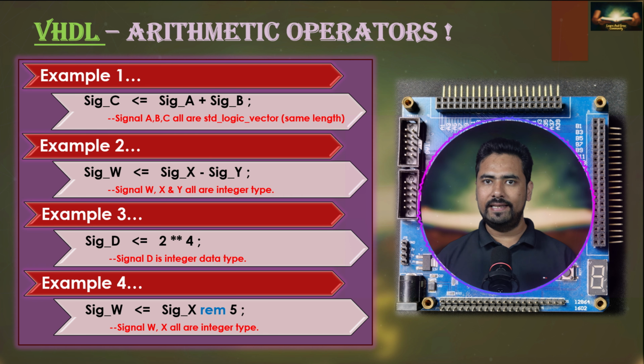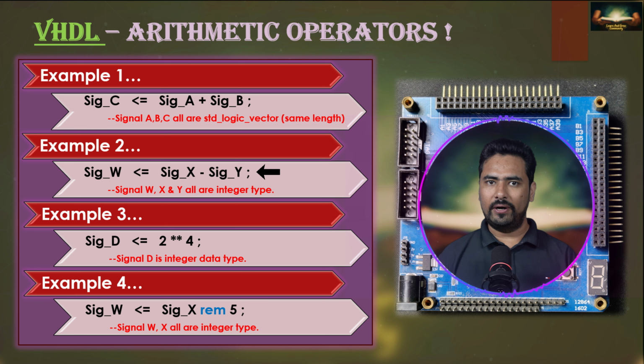Now let's see some examples of the arithmetic operators. So the first example is addition. sig C gets the value of sig A plus sig B semicolon. In this example, signal C is assigned the sum of signal A and signal B. All these three signals are defined as std_logic_vector of the same length. Note that all the signals must have the same length to avoid any compilation error.